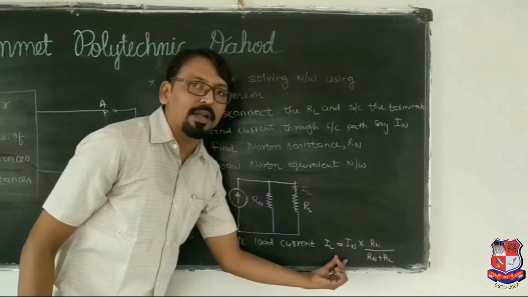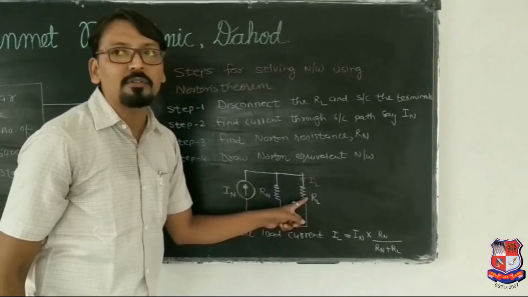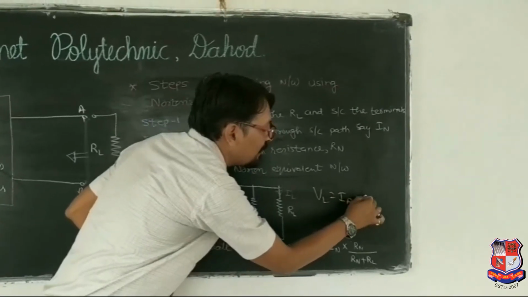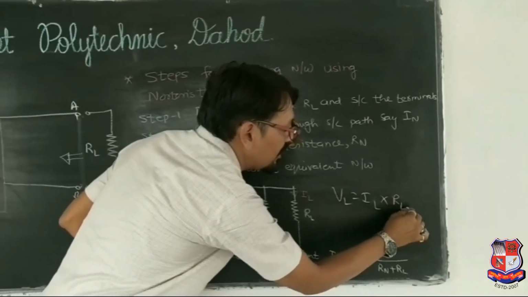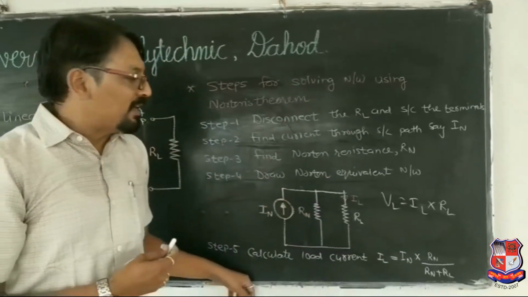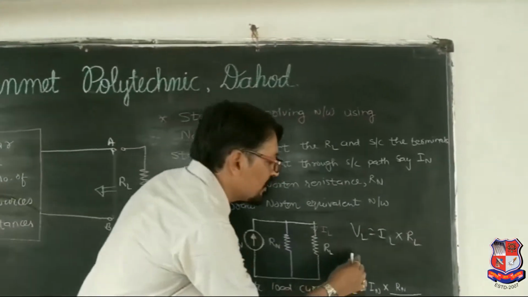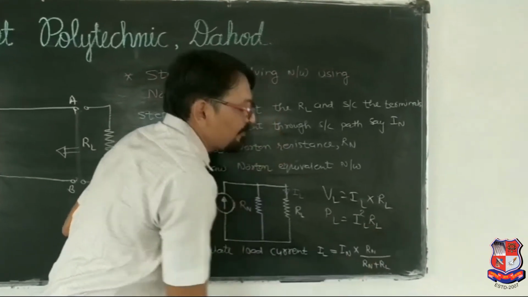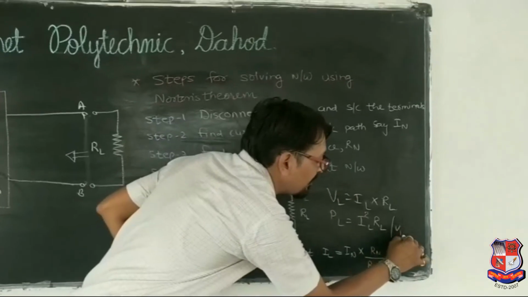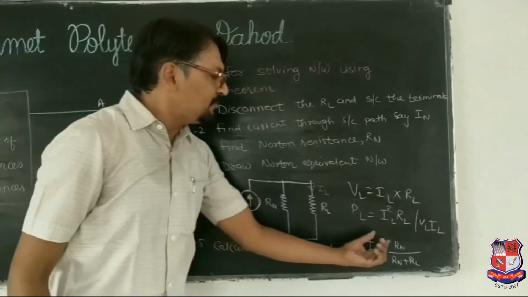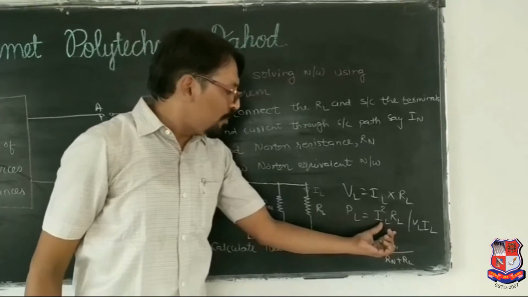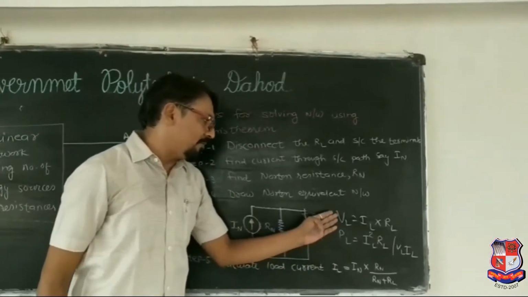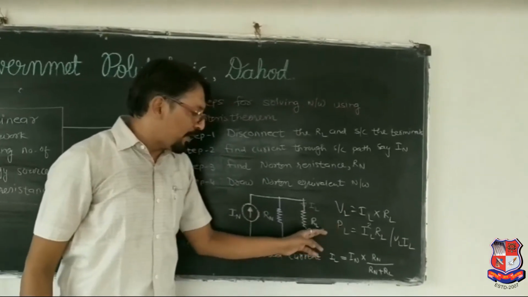Once IL is calculated, we can find the voltage across the load resistance, given by VL equal to IL into RL. If anyone wants to find the power consumed in the load resistance RL, it is given by PL equal to IL squared times RL, or either VL into IL. So using the Norton theorem, friends, we can find the current, voltage and power for a particular resistance.